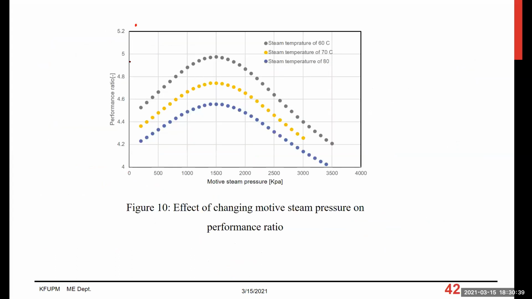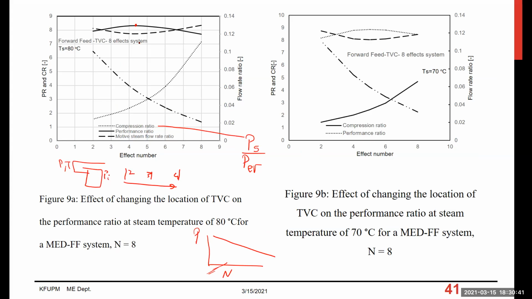So this location, which is showing the best location, if we are talking about 8 effects, is almost somewhere between 4 and 5, which is effect number 4. So after effect number 4 is the one which is showing higher PR for the system operation. So that was something in our trial just to see what's happening.